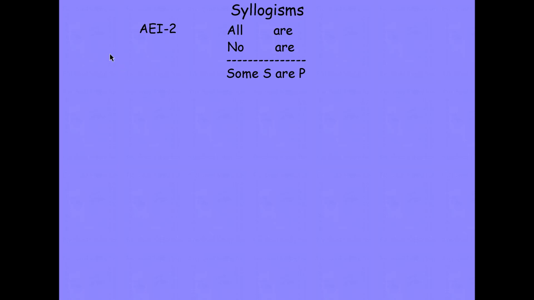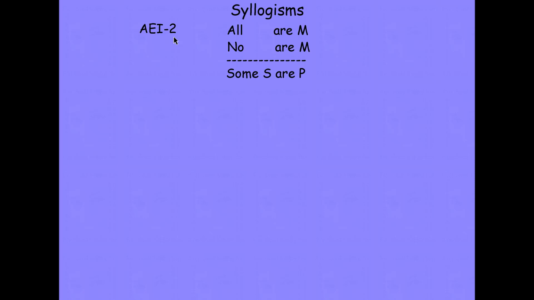So the relationship for each of the figures, the figure 1 relationship, middle of bridging term is in the subject of the major, the predicate of the minor. It goes like that. Figure 2, it's in the predicate of the major, predicate of the minor. Figure 3, it's in the subject of the major, subject of the minor. And figure 4, it's in the predicate of the major and the subject of the minor. So a figure 2 here then is going to be where they're both in the predicate slot. So I put those M's in.